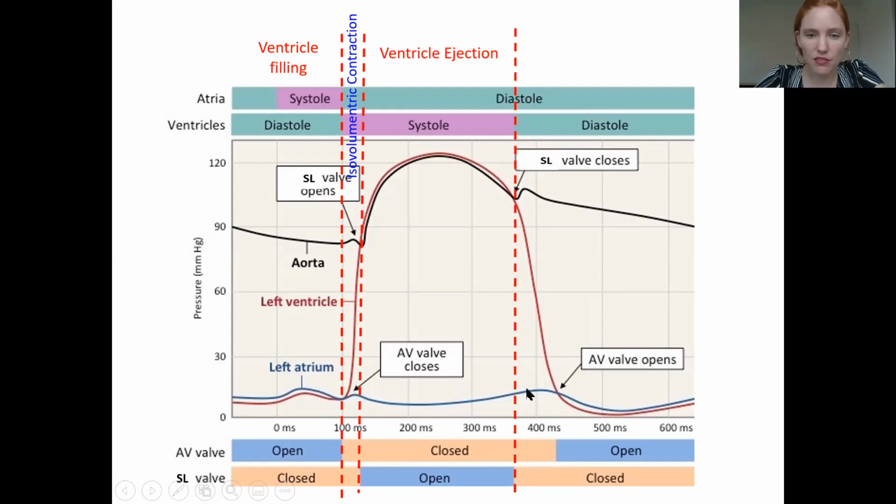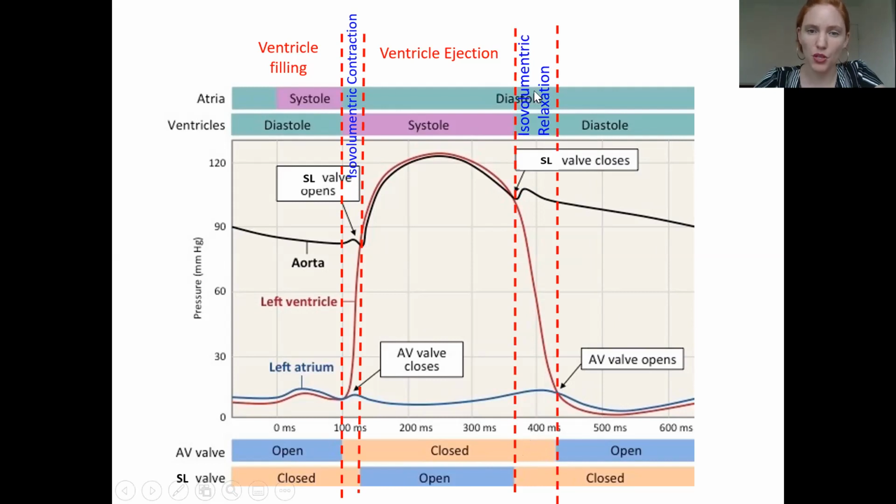What about the AV valves? The AV valves are also still closed because the pressure in the atria continues to be less than the pressure in the ventricles. So at this point, the AV valves are closed and the semilunar valves are closed. So what phase is this? This is isovolumetric relaxation, because the ventricles are relaxing, but the blood is not going anywhere yet.